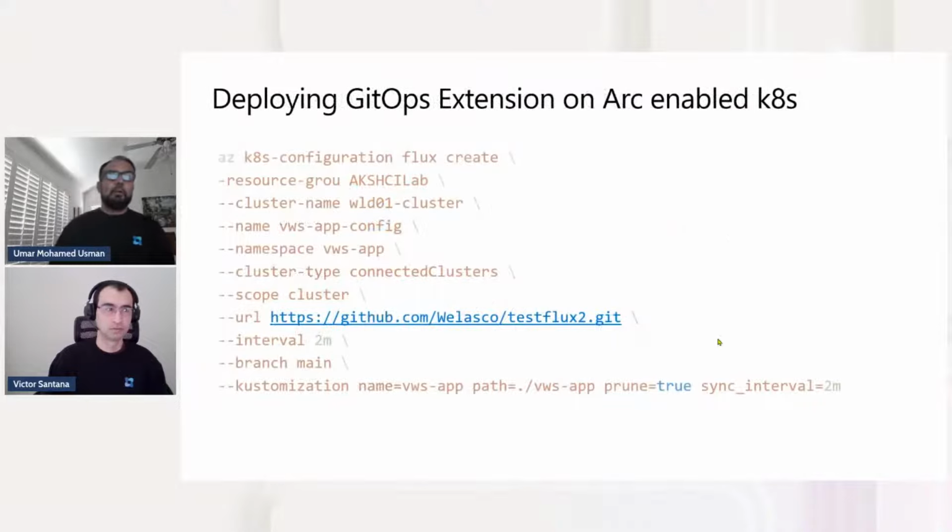All right. How do you deploy the GitOps extension on an Arc-enabled Kubernetes cluster? We make it very consistent. We saw how you do that on AKS, exactly the same.